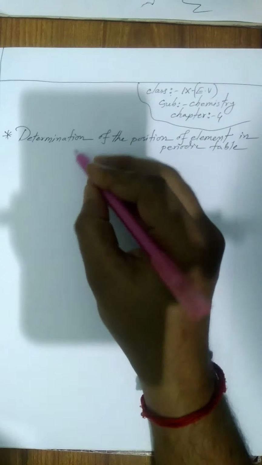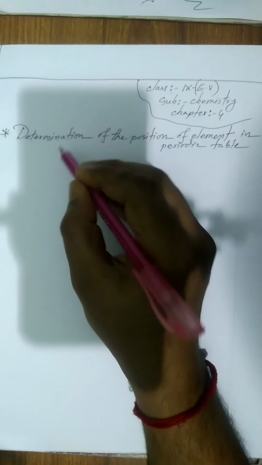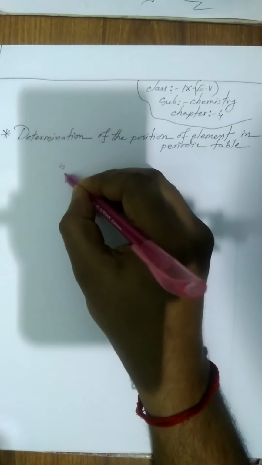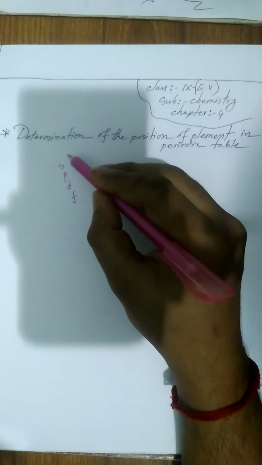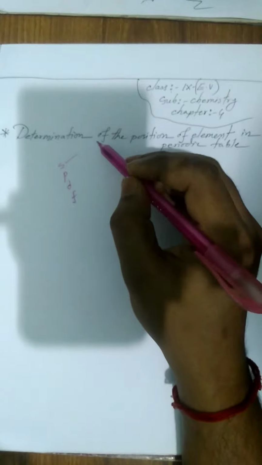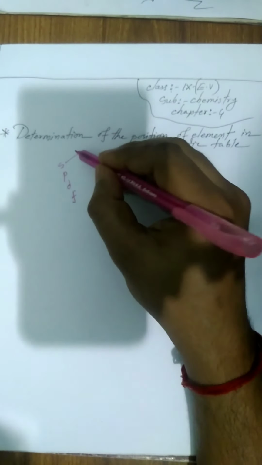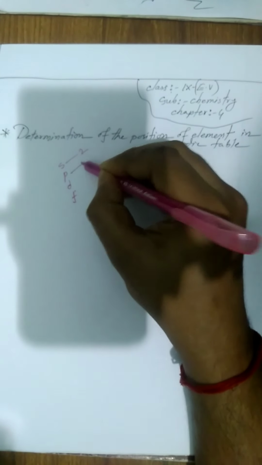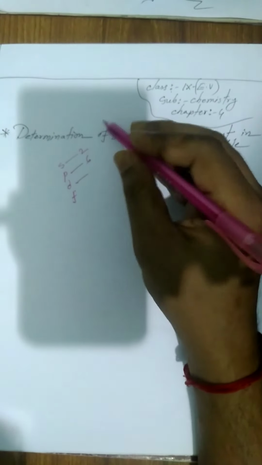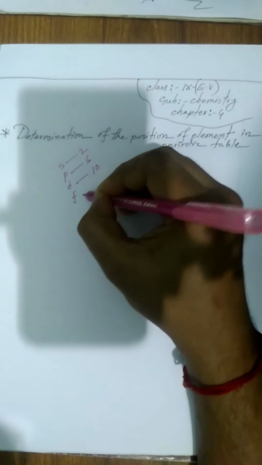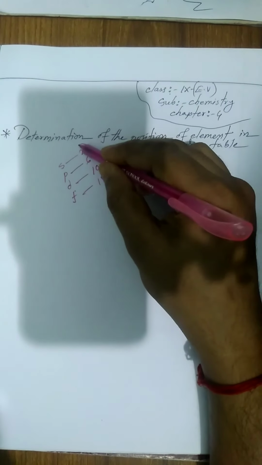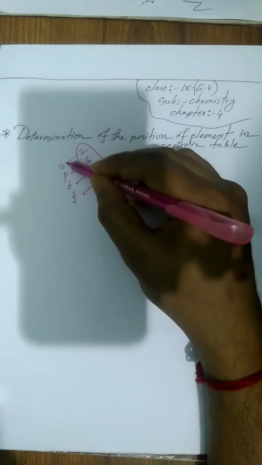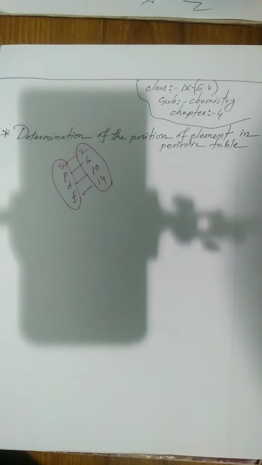We know there are 4 orbitals: s, p, d, f. The highest number of electrons in the s orbital is 2, in the p orbital is 6, in the d orbital is 10, and in the f orbital is 14. This is the highest number of electrons in each individual orbital.